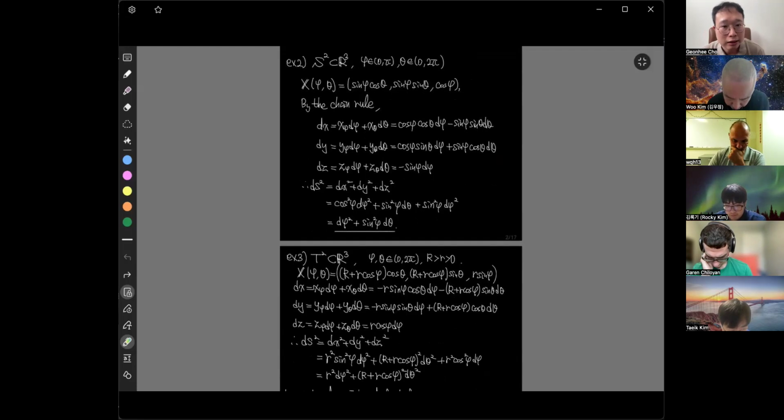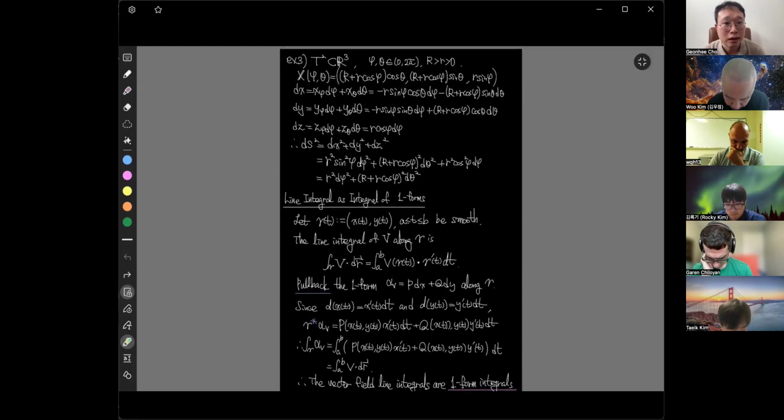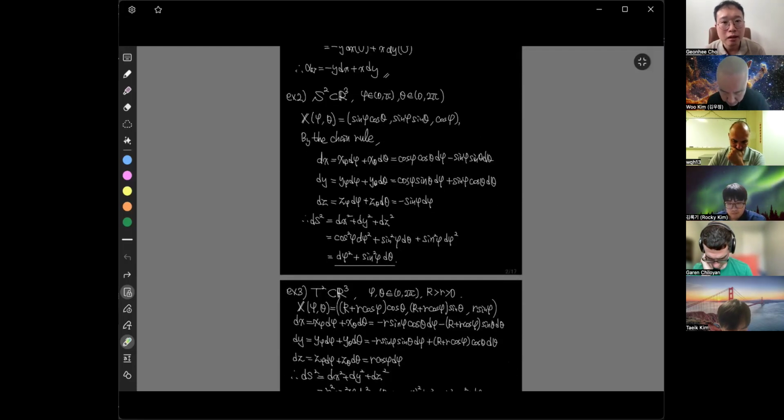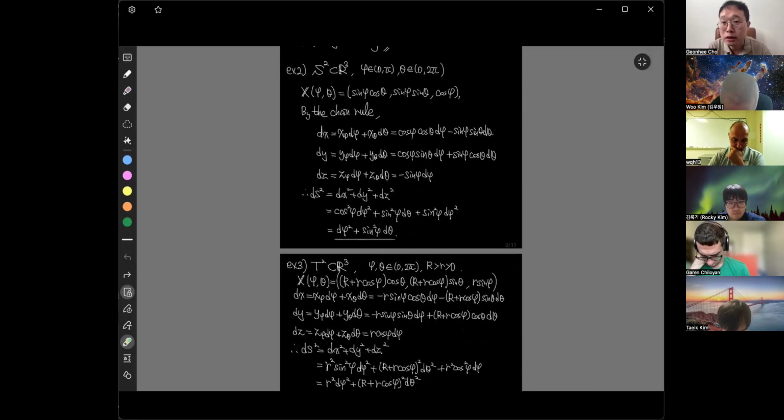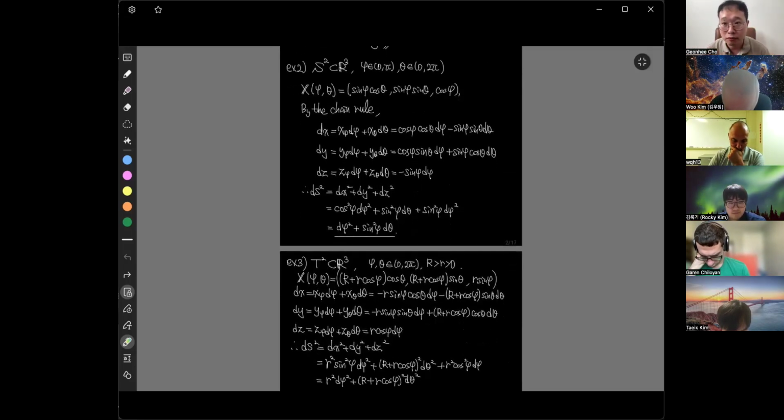And next one, now let's look at example two. Here I'd like to point out the way to think, and this is a way to put the frame all together. Example two and example three. Just keep this page for a moment.